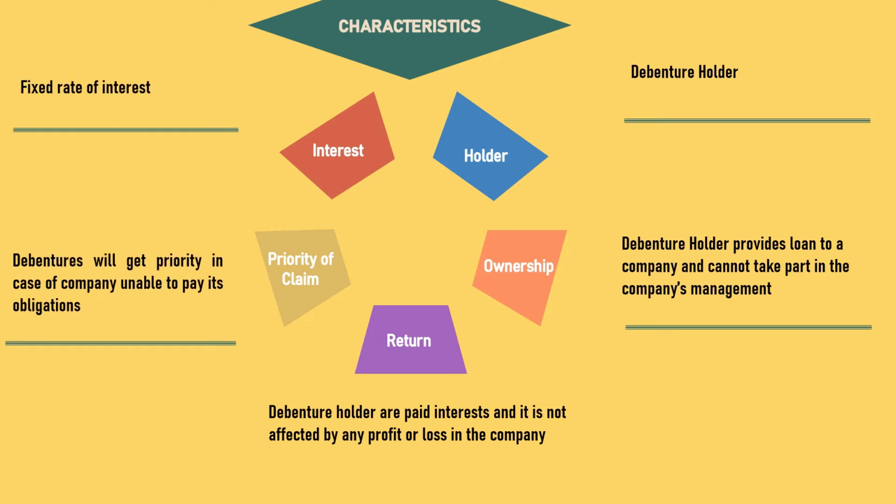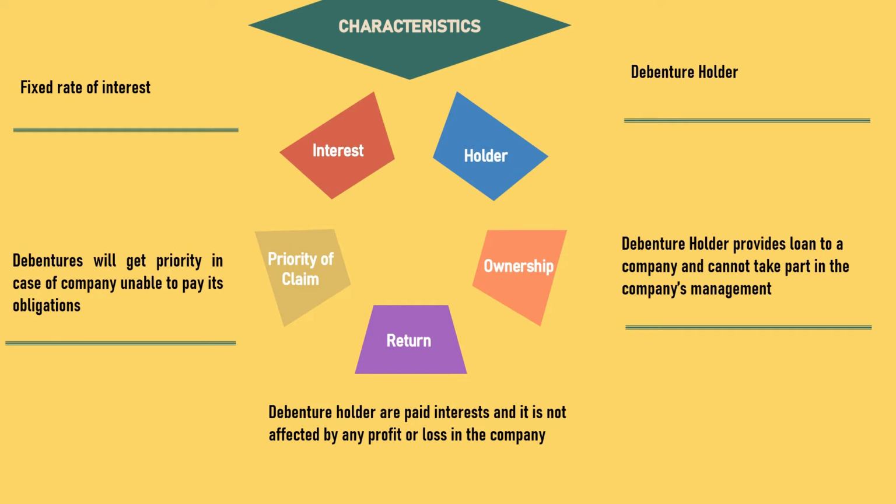Characteristics of debenture. There are 5 characteristics of debenture. The first one is holder. The person who holds the debenture, we call them the debenture holder. The second one is ownership. So a debenture holder is a person who provides a loan to a company and cannot take part in the company's management. The third one is return. Debenture holders are paid interest and it is not affected by any profit or loss in the company.